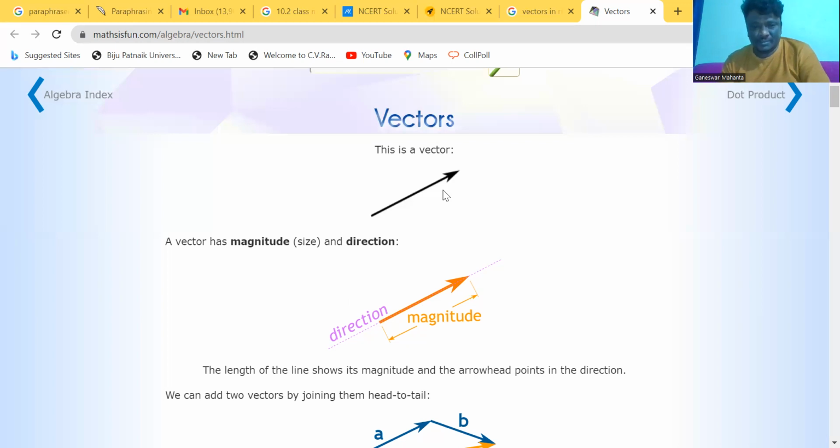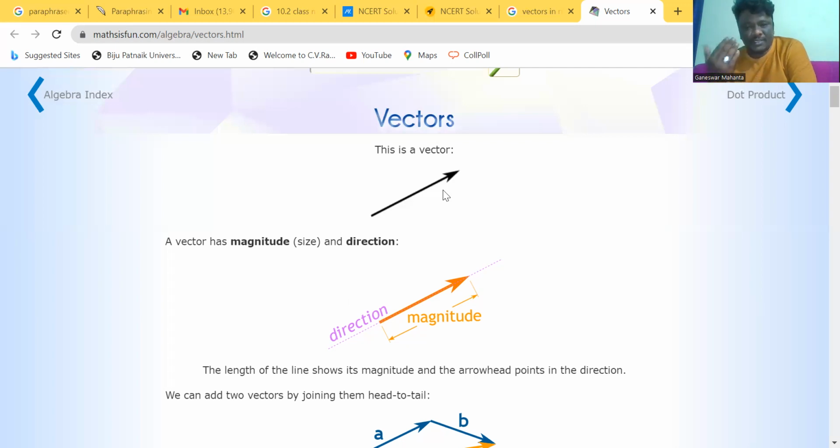The length of the line shows its magnitude. That length represents the magnitude. And the arrow points in the direction.